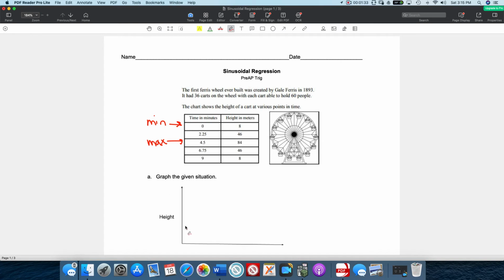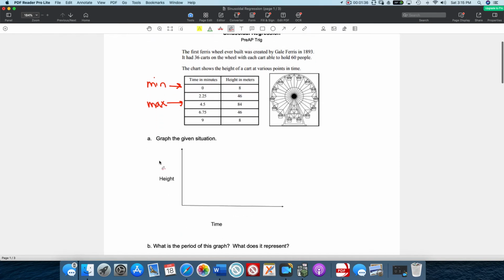Okay, so I'm going to come down here and I'm going to start graphing that. So 0, 8, let's put that right there. So there's a point, and I don't need a bunch of tick marks. Just do exactly how I have it. My maximum, I'm going to go back more to the middle of the graph, is going to happen at 4.5 minutes. And again, this is our max, so I'm going to put it up here. And this is going to happen at 84. So right there. Now, this is only half of a period. So that means I'm going to need another point right here, and I need to find this value.